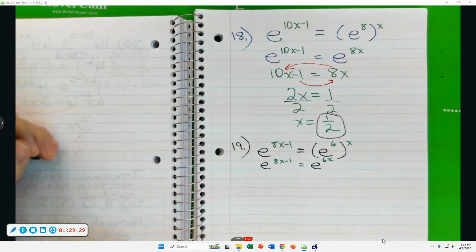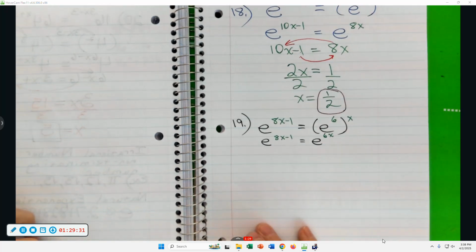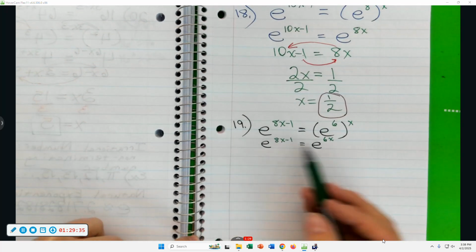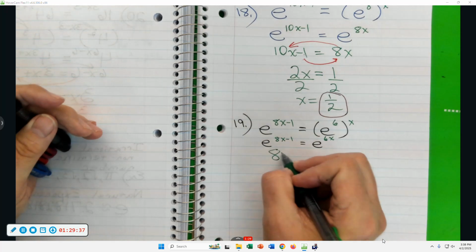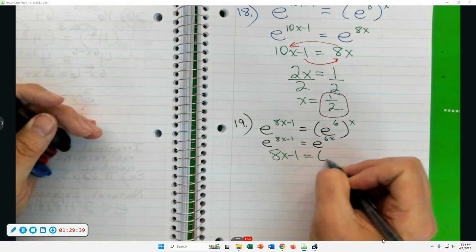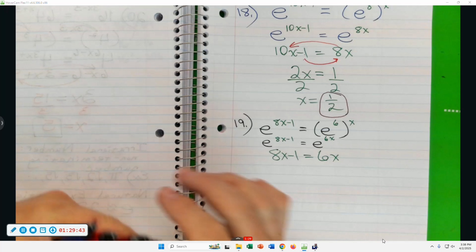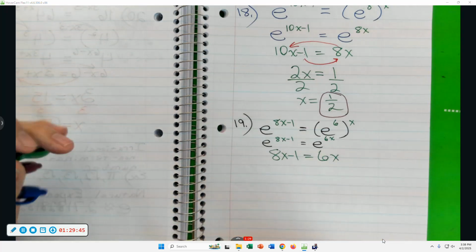And now what can we do? Okay, so we drop the base, we bring down the exponents. 8x minus 1 is equal to 6x.